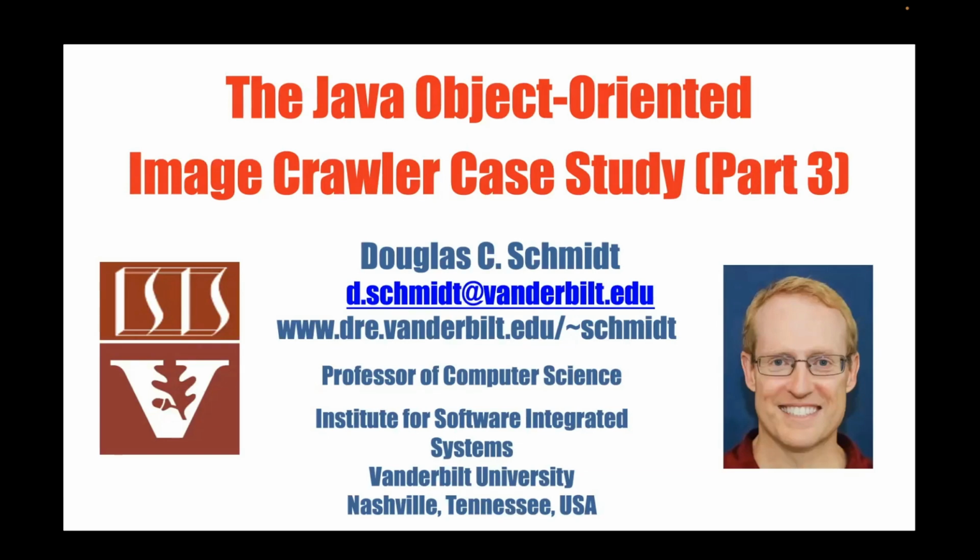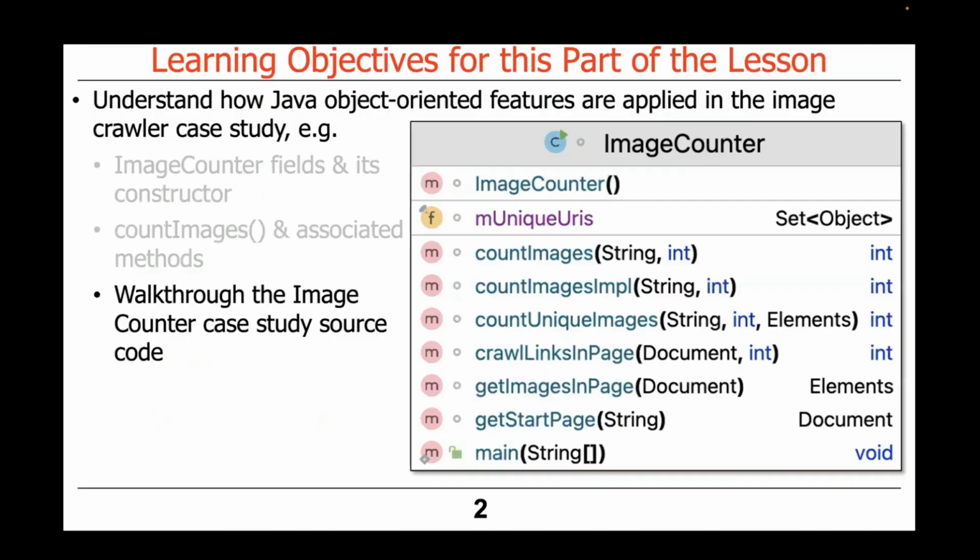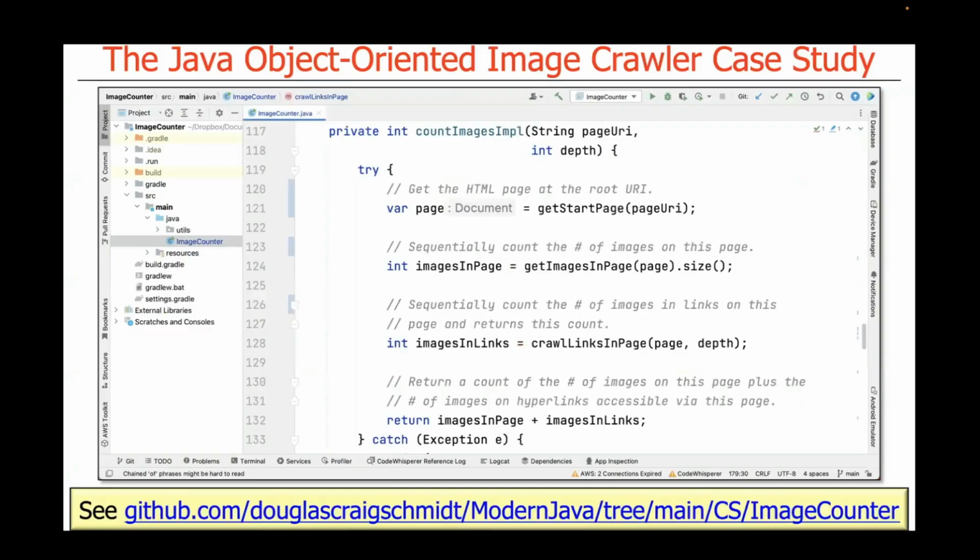So this is the third part of the image crawler case study that demonstrates the use of Java object-oriented features. And this is going to actually walk through the ImageCounter case study source code in my IntelliJ project. As usual, you can find that in my modern Java GitHub repository in the CS folder in the ImageCounter project.